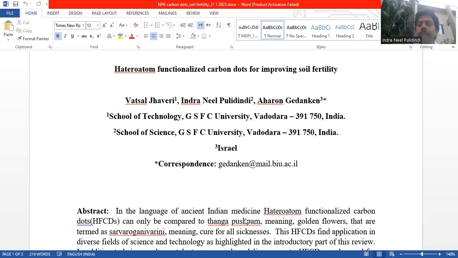So the paths that are less explored, less taken up, need to be investigated thoroughly with bravery. This is the path the youngsters need to choose, especially coming to the area of research of carbon dots. Their application to agriculture is overlooked. Their application to the use as fertilizers is underestimated.